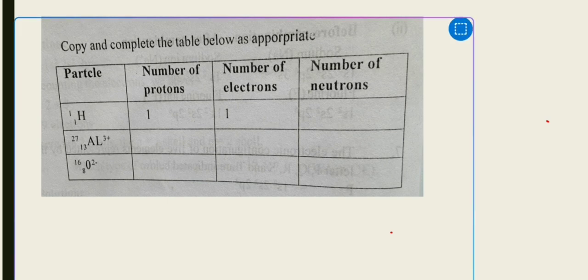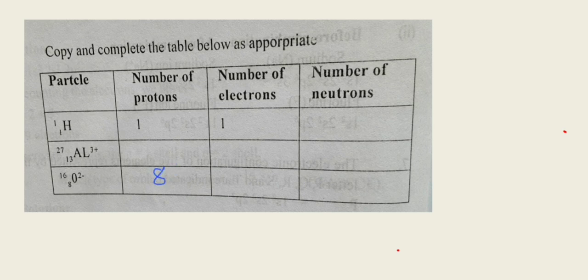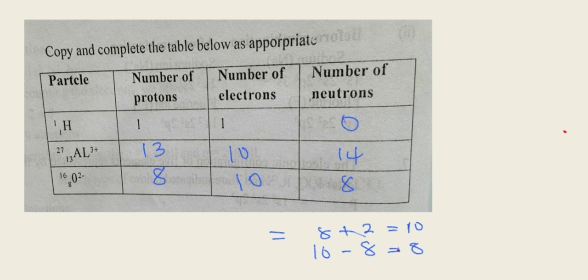We remember that the oxygen has an atomic number of 8. The number of electrons will be equal to the atomic number, that is 8, plus the 2 electrons that it has gained, giving us 10. So we have 10 electrons. The number of neutrons will be 16 minus the atomic number 8, which will give us 8. So here is 8. Remember that here we have 13, here is 10, here is 14, and here is 0. With this, the table is now completed.